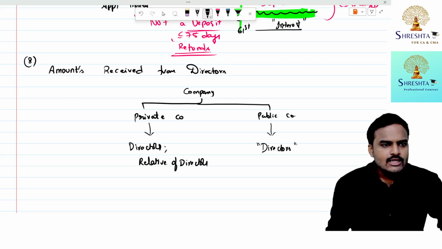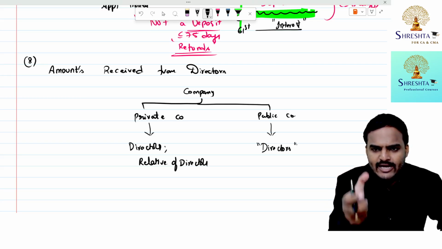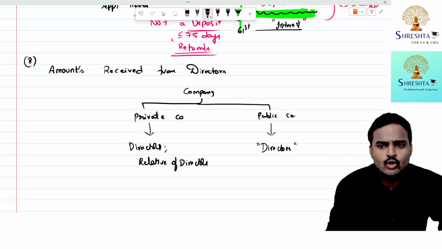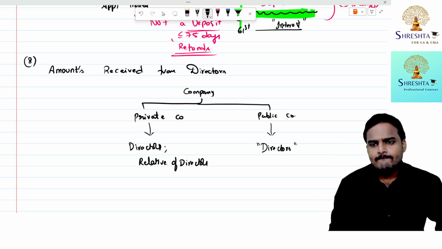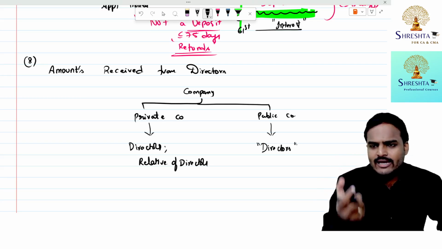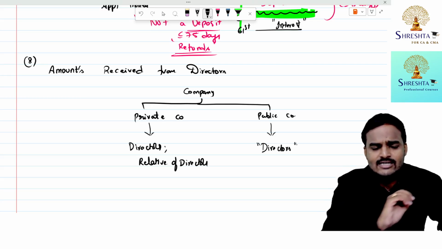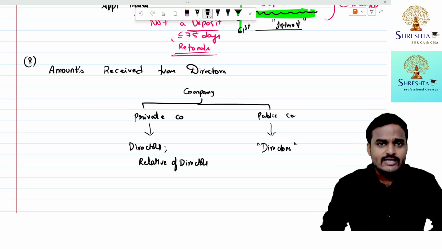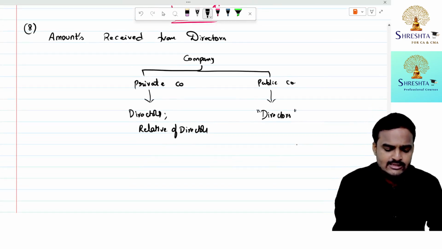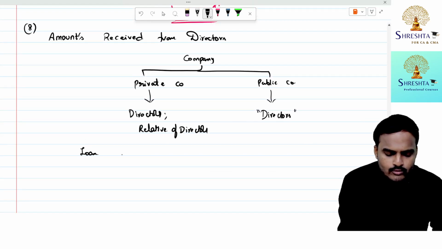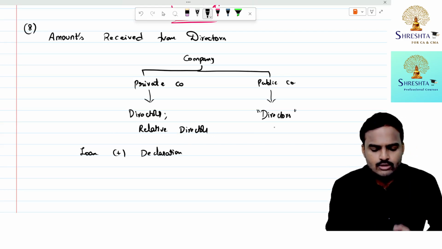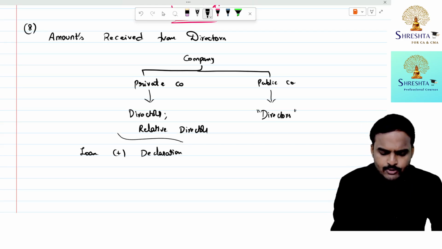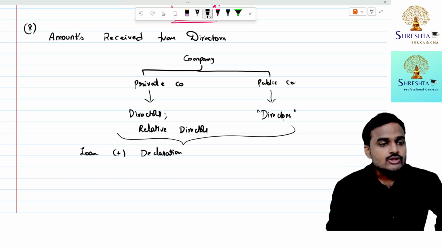Now here the point is, if a private company is getting loans from directors or relatives of the directors, then that loan amount is not treated as a deposit. If a public company is getting a loan from directors, then such loans are not considered as deposits, provided one more condition is satisfied. Sir, what is the condition, sir? Along with the loan, they need to sign a declaration. The people giving the loan to the company should sign a declaration.